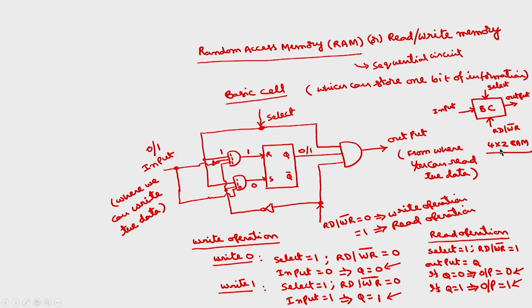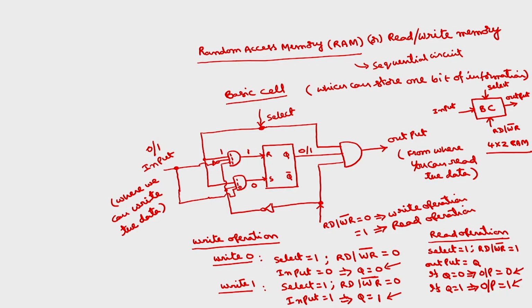So 4 locations, each location is capable of storing 2 bits. So total how many bits will be there? 4 into 2, 8. So we require total 8 basic cells. Okay. How these 8 basic cells have to be connected, I will show in the next slide.